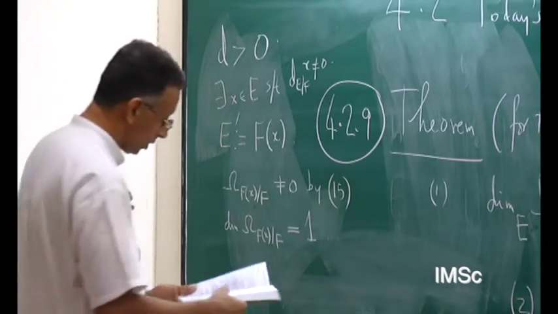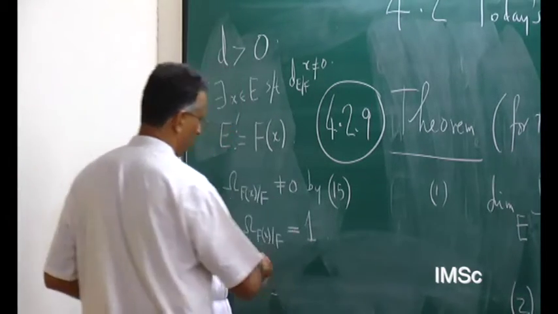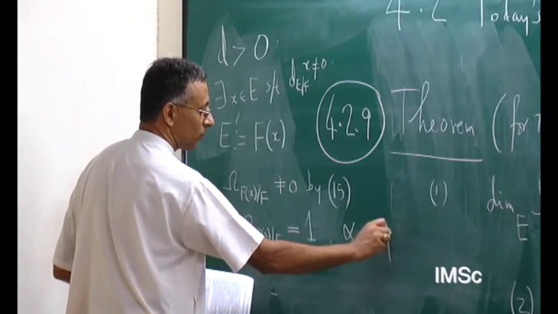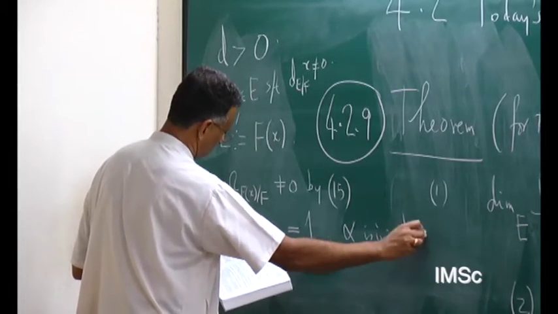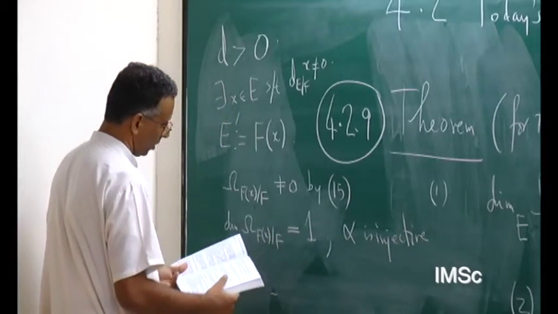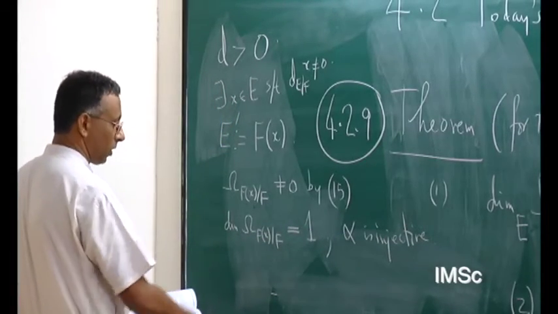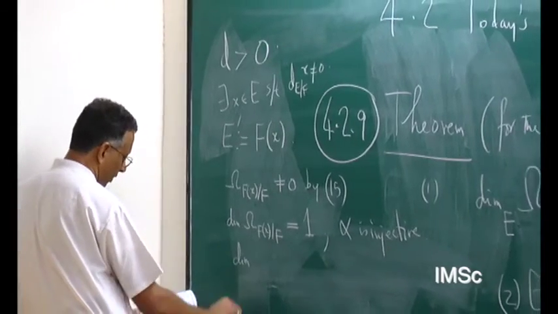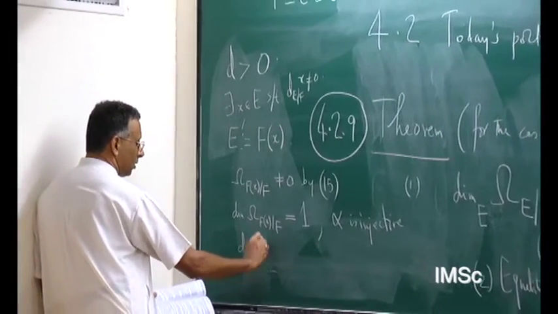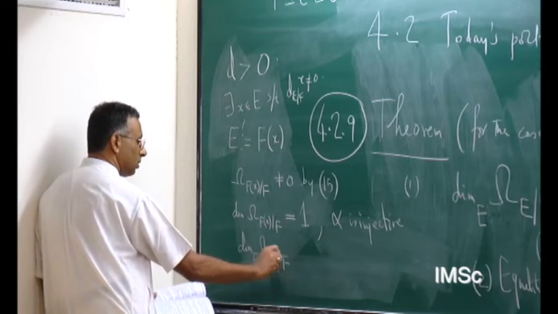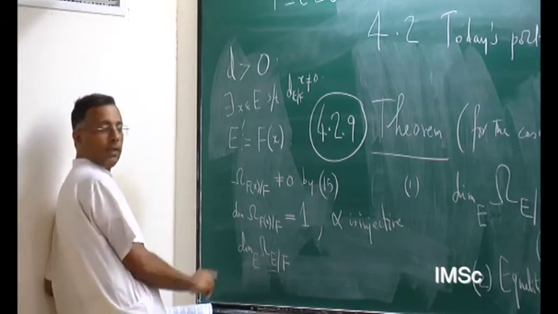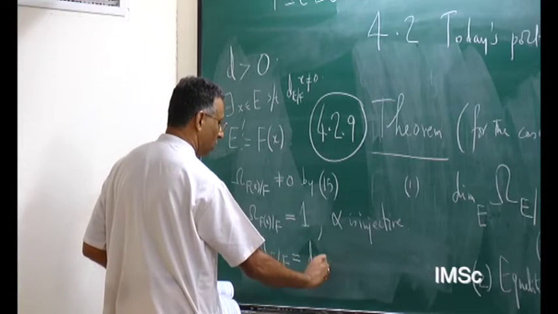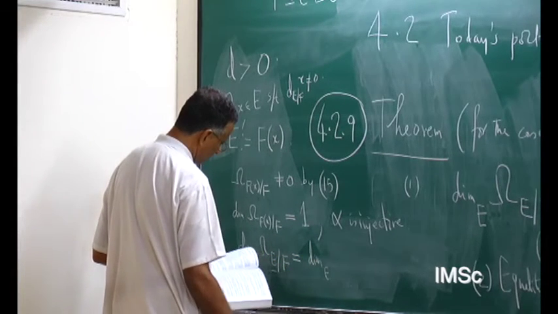What is our conclusion therefore? So alpha is injective. Consequently, okay, so alpha is injective, so I have the dimension of this, this is my d, right? This is equal to this plus 1. So you have gone down by 1.